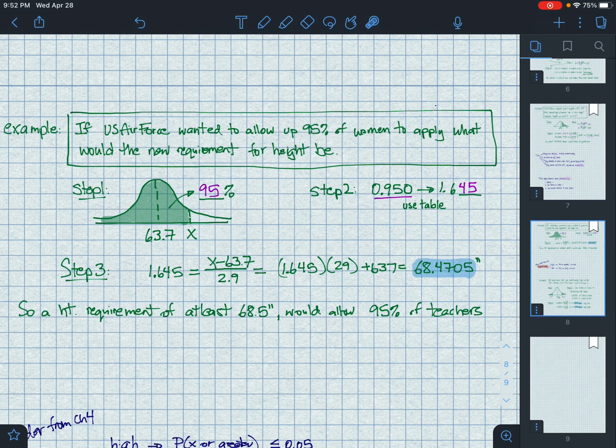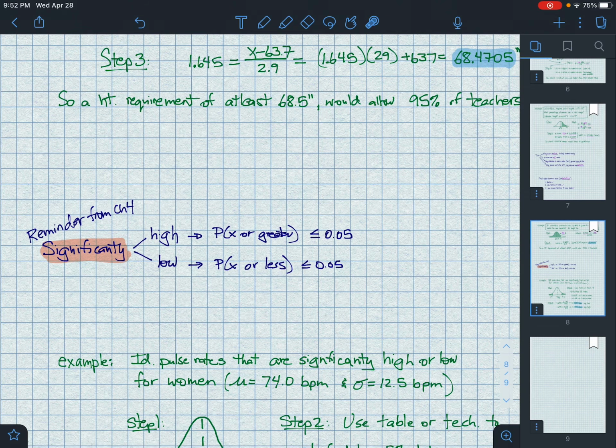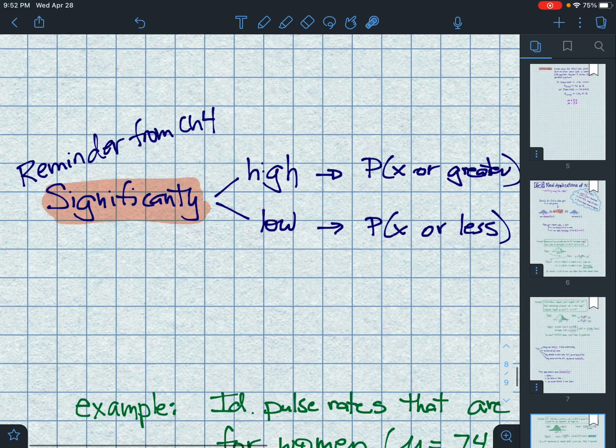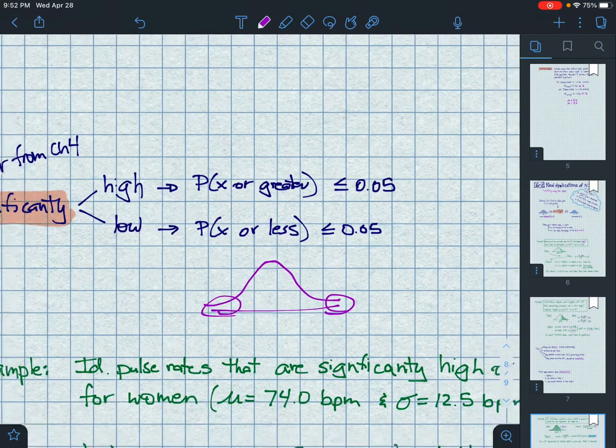And the question is, could you be any particular height below that? Technically, this problem is more complex because you can't have incredibly short people, otherwise they don't reach certain levers inside of an airplane, men or women. So that's why we have a higher and a lower, because you have to physically fit in the thing. One final reminder here from chapter 4. What was significant? We decided that if you are significantly high or low, you are within the 0.05. So again, what that means is that as I look at my standard deviation, if you're out here and out here, those are significant.